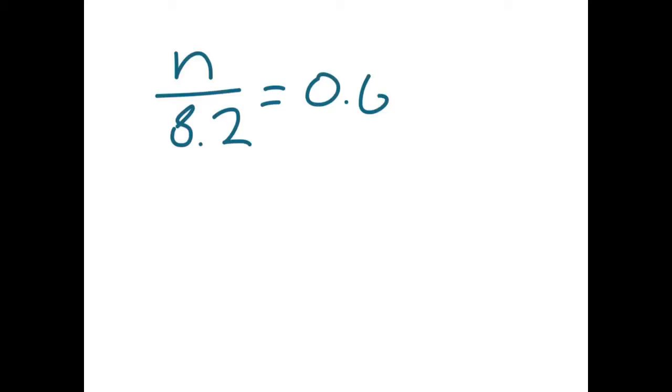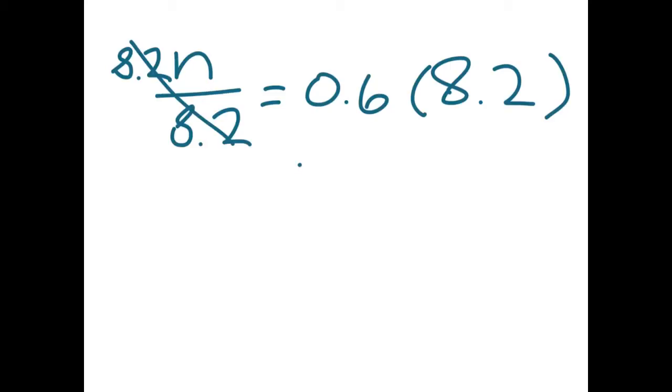Our next equation is n divided by 8.2 equals 0.6. Now, you want to put the 8.2 across from it and cross it out. Now, division undoes multiplication, so you would be 0.6 times 8.2. So 0.6 times 8.2.